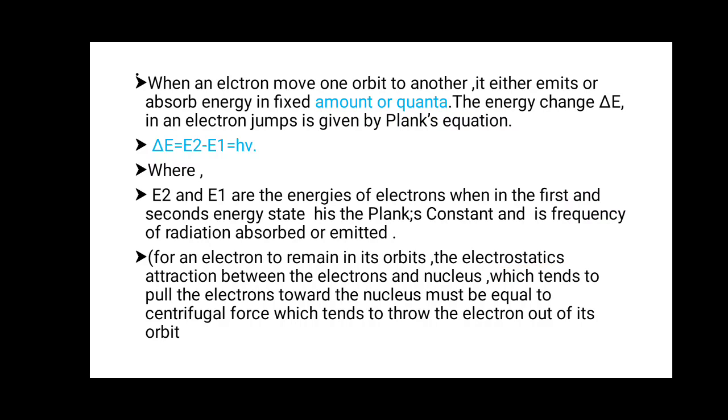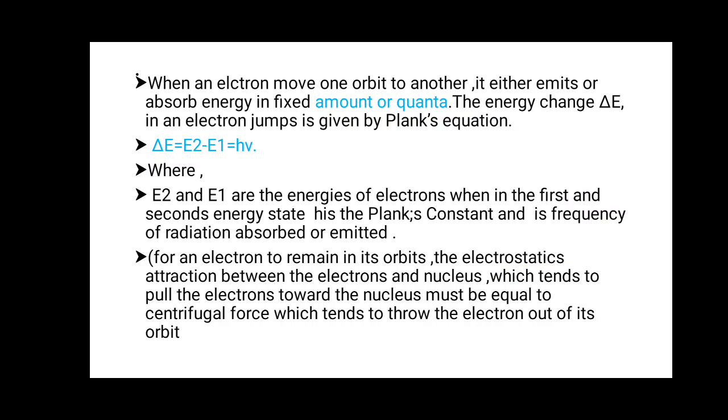Suppose in the structure there is a nucleus in the center, and in the second orbit there is one electron. The electron remains in its orbit because the electrostatic attraction between the electron and nucleus, which tends to pull the electron toward the nucleus, must be equal to the centrifugal force, which tends to throw the electron out of its orbit.